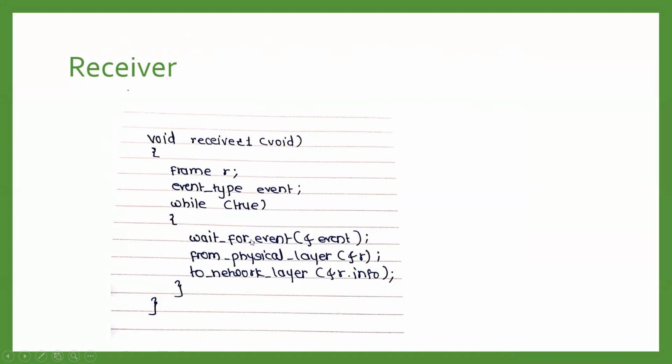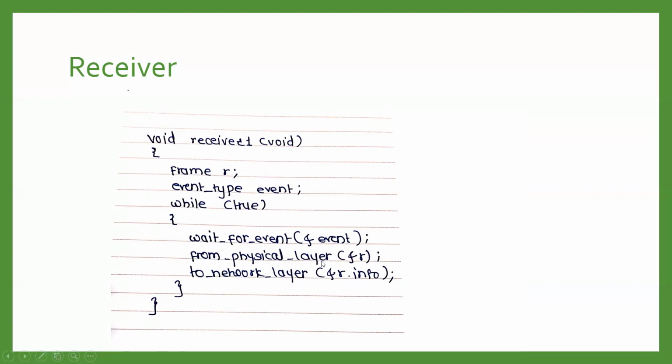The event which is occurring here is wait for event. Okay. So it will be waiting for the data which should come from the physical layer. Now, the second step is from the physical layer, the data with the variable R will be taken out by the data link layer at the receiver side. Okay. From the physical layer, it will take the data and just transmit it to the network layer.